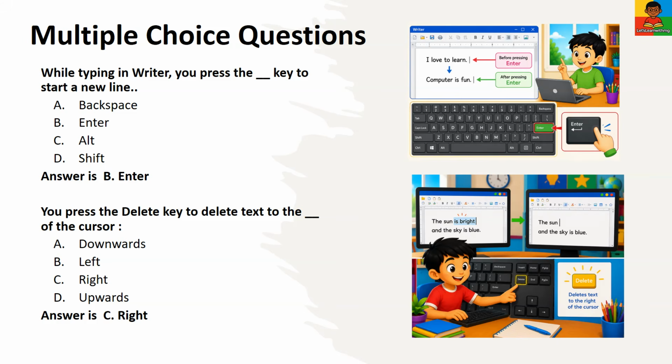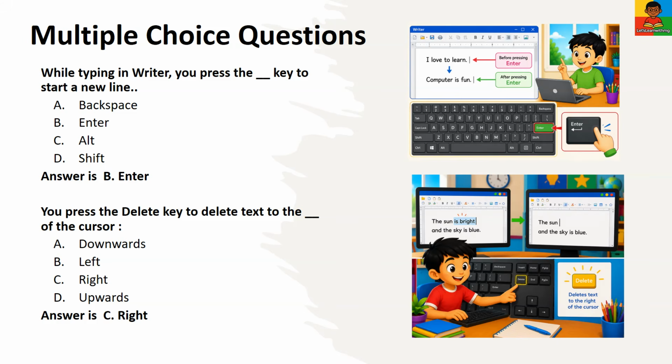Question: while typing in Writer, you press the Enter key to start a new line. A. Backspace. B. Enter. C. Alt. D. Shift. The correct answer is B. Enter.